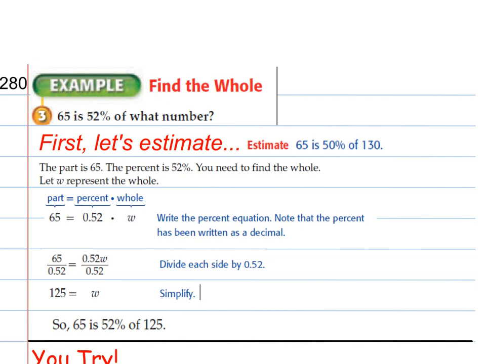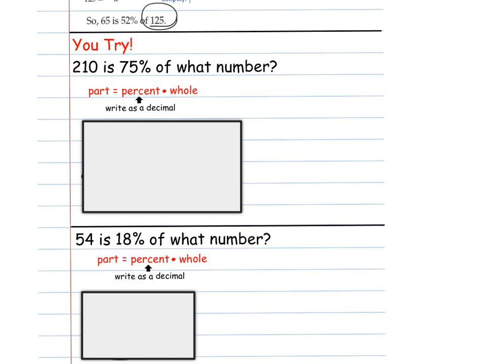The part is 65, the percent is 52. We need to find the whole. We're going to let W represent the whole. So filling in what we know into part equals percent times whole, we have 65 equals, we moved that percent 52 into our decimal, 52 hundredths, times W. To get W all by itself, we're going to divide both sides by 52 hundredths, and we get that W equals 125. So 65 is 52% of 125. Try these next two on your own, come back and see how I did it.